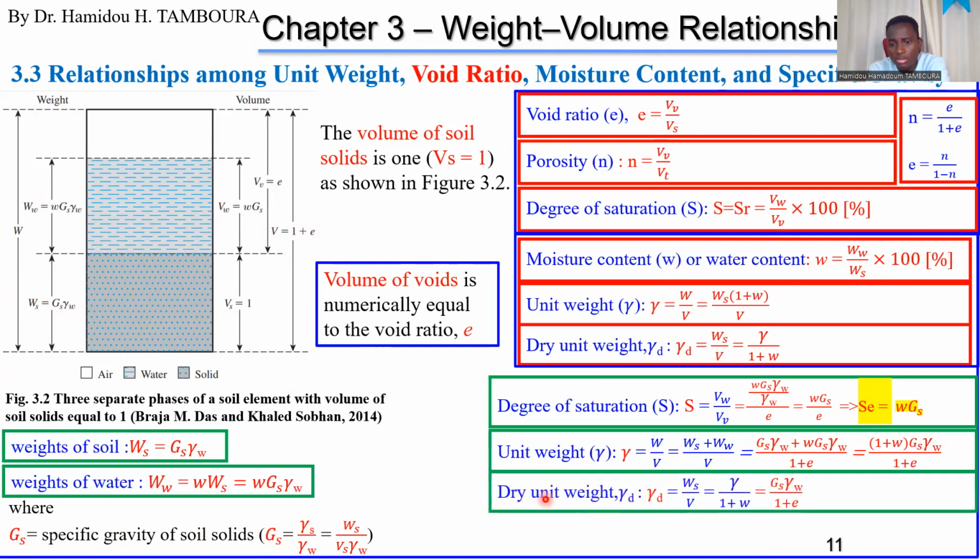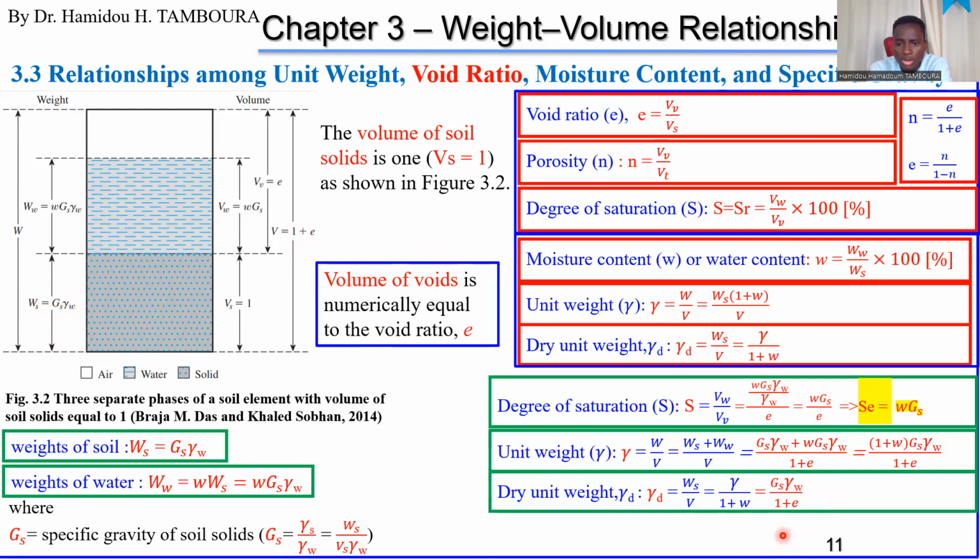Okay, let's go for dry unit weight. As I said, it's very simple. Gs gamma w on 1 plus e. Okay. Because if it is dry, it means the water is gone. No water. It will be only the solid. So the weight of the solid, Gs gamma w, and you divide it by the total volume, which is 1 plus e. Like this. Okay? Yeah. So you have dry unit weight.